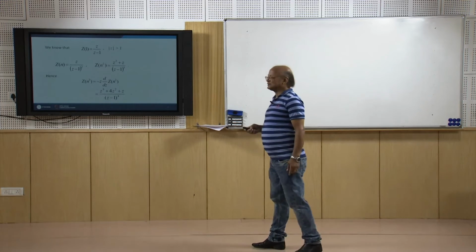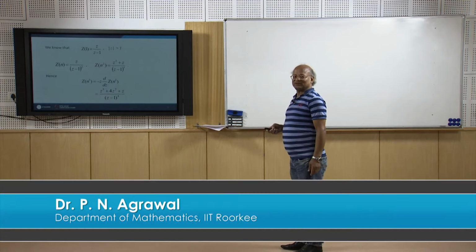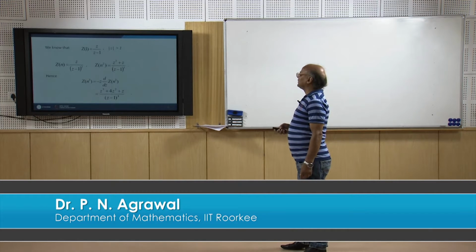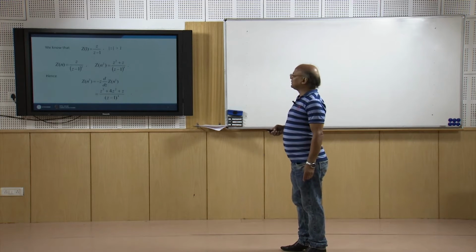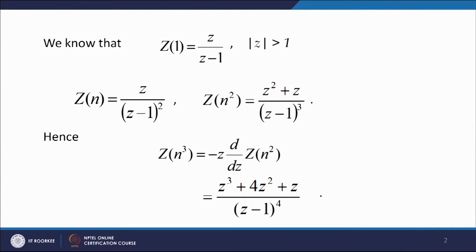We have seen that the Z transform of the sequence u_n equal to 1 is z over z minus 1 when mod of z is greater than 1, and the Z transform of the sequence u_n equal to n is z over (z minus 1) whole square when mod of z is greater than 1, and the Z transform of the sequence u_n equal to n square is (z square plus z) over (z minus 1) whole cube when mod of z is greater than 1.